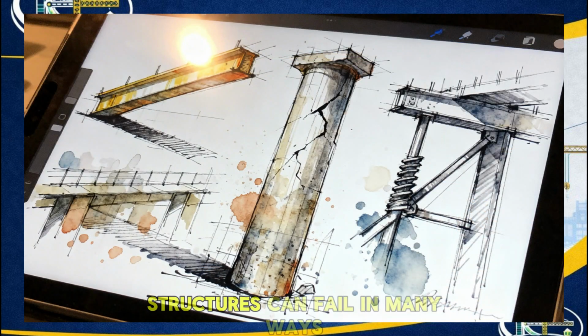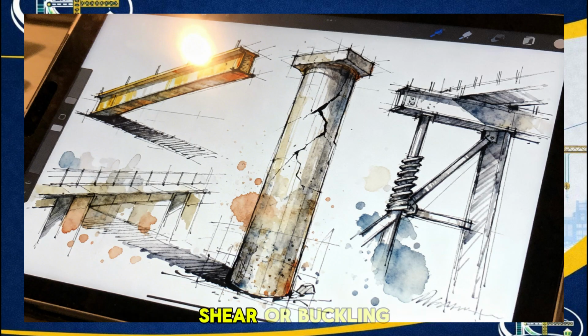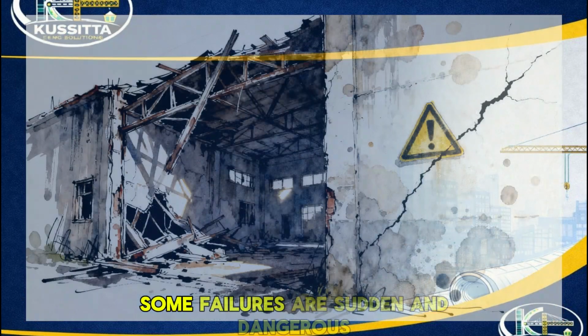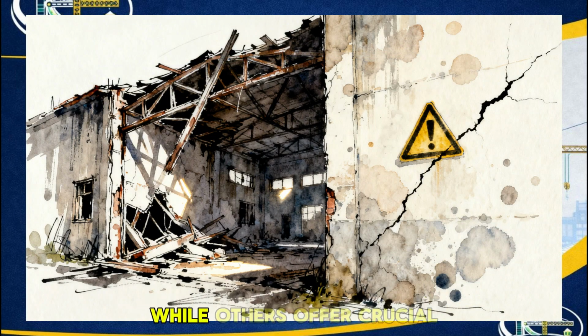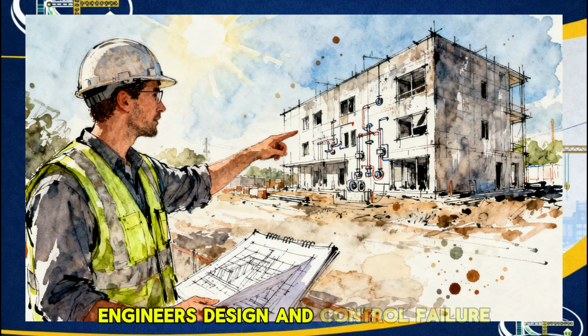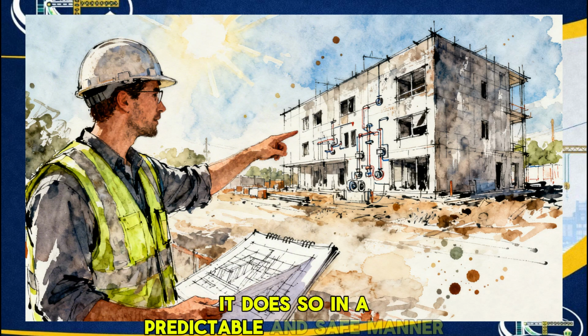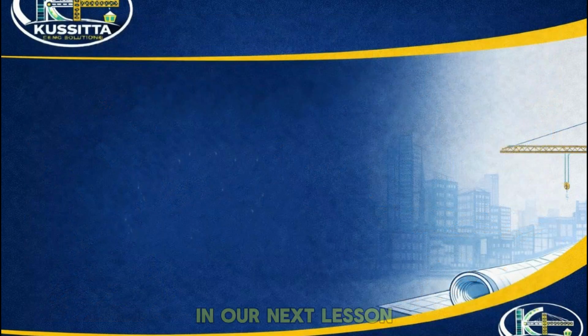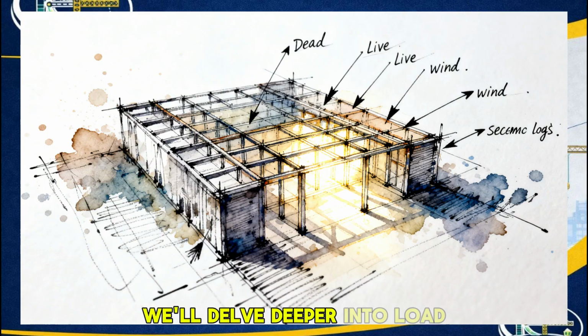To summarize, structures can fail in many ways, from flexural bending to sudden shear or buckling. Some failures are sudden and dangerous, while others offer crucial warning signs. Engineers design and control failure, ensuring that if it happens, it does so in a predictable and safe manner. In our next lesson, we'll delve deeper into load types and how different forces contribute to these failure modes.